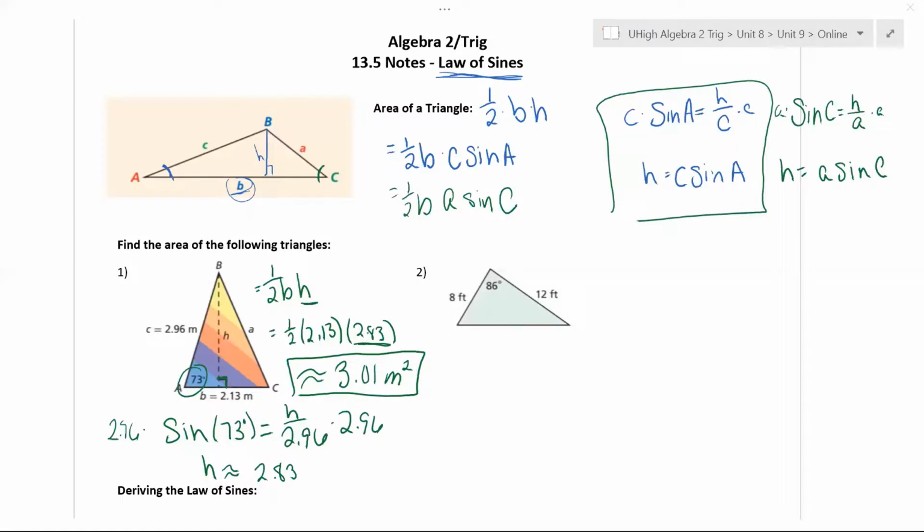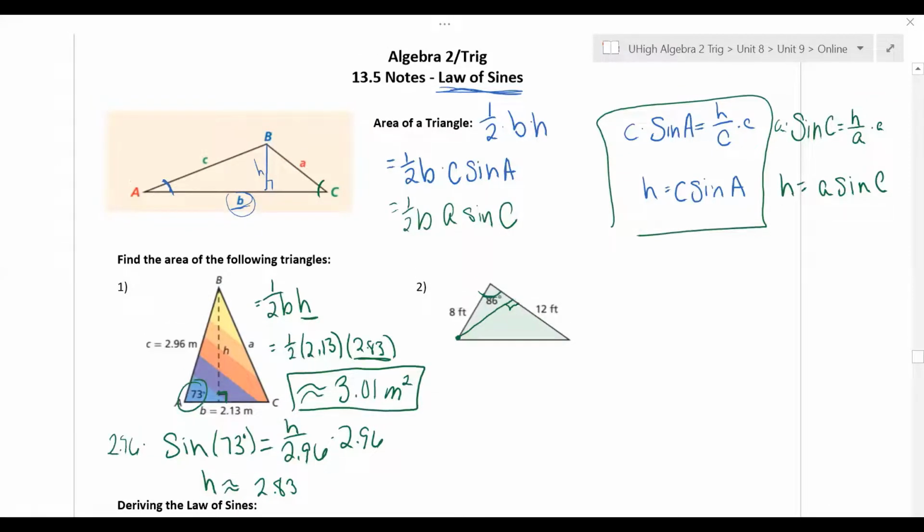Okay, so let's start number 2. What we want to do here is figure out what our height is and what our area is. Since we're only given 86, our height has to be something that doesn't go through our angle 86. So we could go from the right angle and make 8 feet our base, or we can start at this left angle and make the 12 feet our base. And that's what I'm going to do, just because that's the angle I chose.